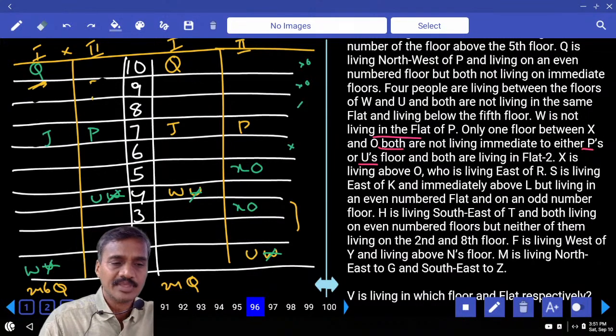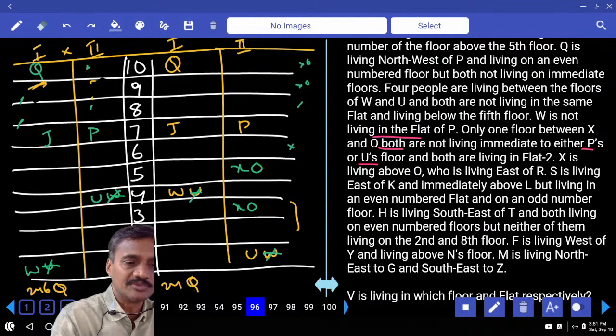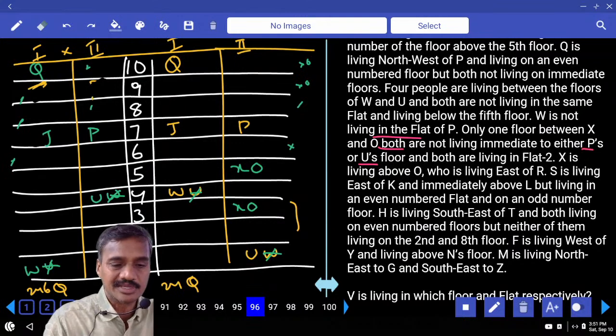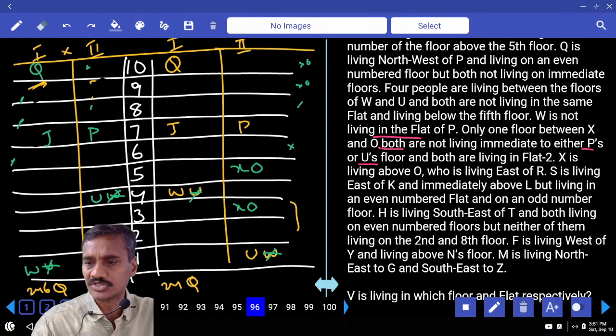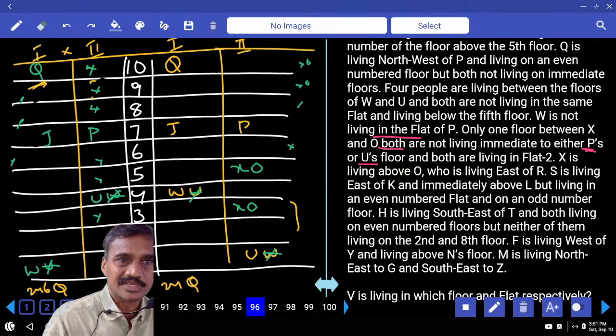X and O, we cannot have X and O here. Then here not possible, here not possible, because they are adjacent to P and U. So X or O must be again in 3 and 5, right? And U and W are not adjacent. P and U, in this case X and O cannot be here. So where should X and O be?